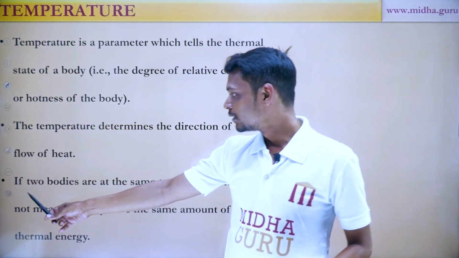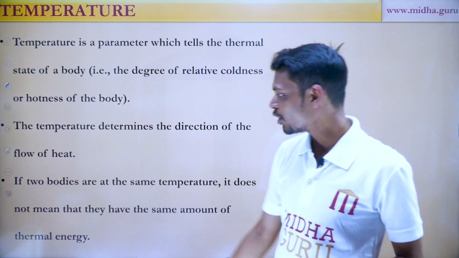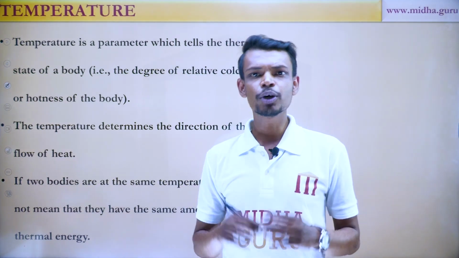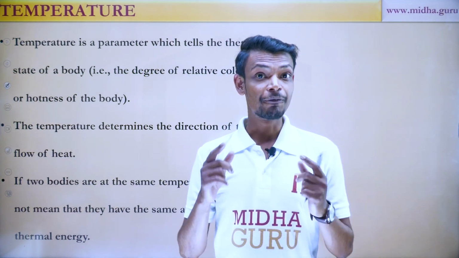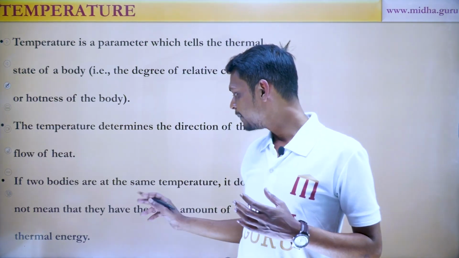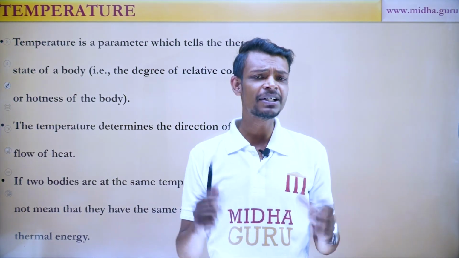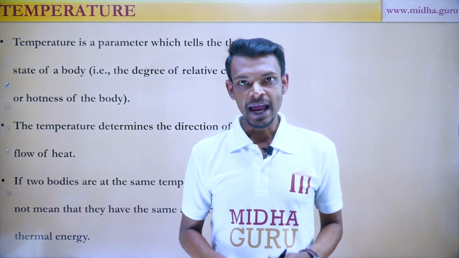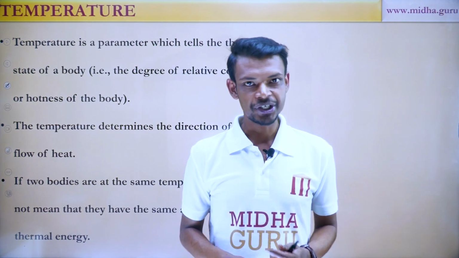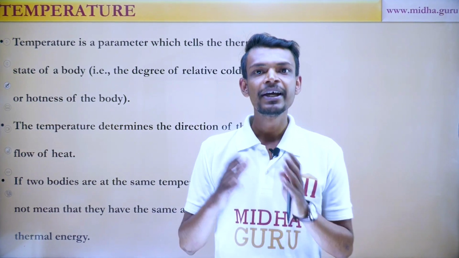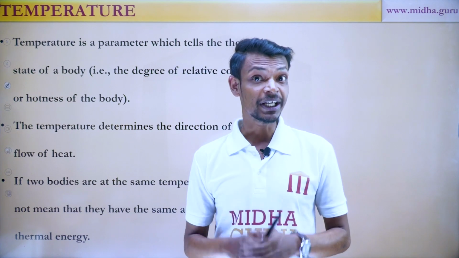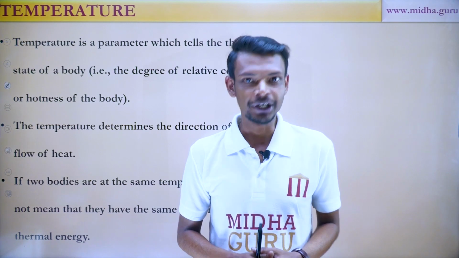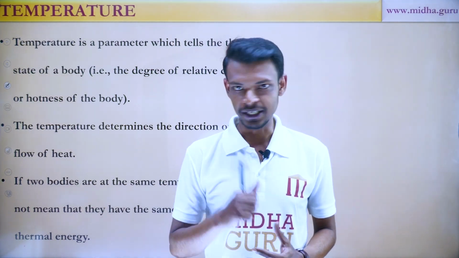Now, it is also written that if two bodies are at the same temperature, it does not mean that they have the same amount of thermal energy. This is very important, and most of the students who study calorimetry forget about this thing. The meaning of this statement is that if, let's say, I have a copper vessel and I have water, and I heat them up to the same temperature, and let us say the final temperature of both the objects is 50 degrees Celsius. Now the question is, which of these two will have more heat energy in it? Or in other words, more thermal energy in it?